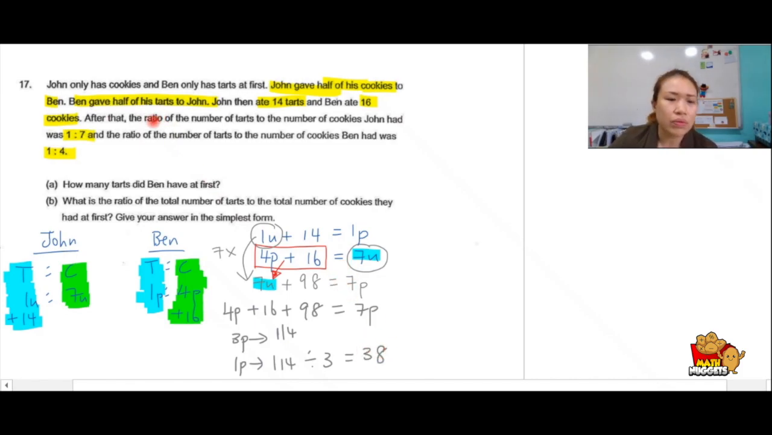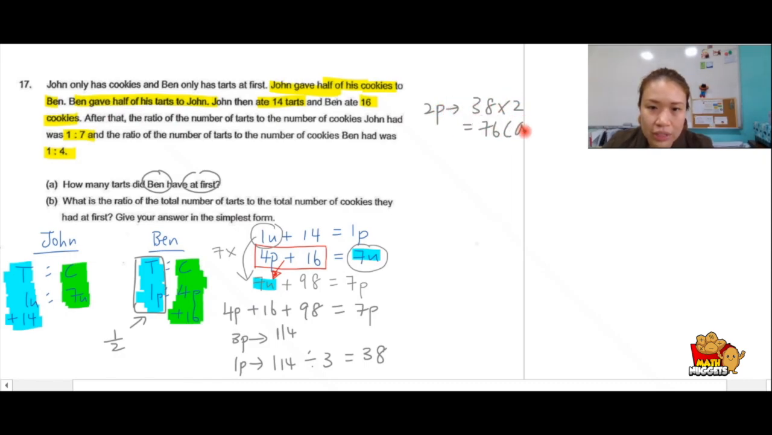So the question wants us to find how many tarts Ben had at first. If this was half of what he had, so what he has in total would be 2 parts. So 2 parts would be 38 times 2, which is 76. That's the answer for part A. Next, what is the ratio of the total of tarts to the total of cookies they had at first?